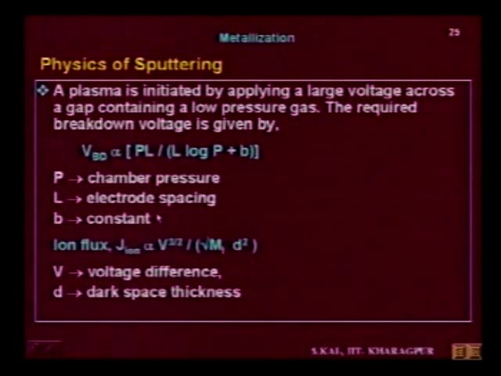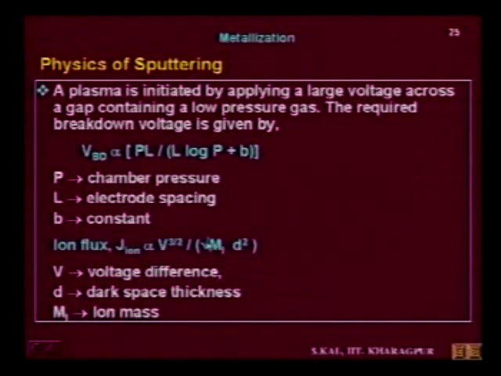So these are two equations which govern the whole process. One is the V_BD, that is the required breakdown voltage. It is dependent on chamber pressure. Obviously, if chamber pressure is low, breakdown voltage will be low. And the length is also one governing parameter in the breakdown voltage. M_I is the ion mass.